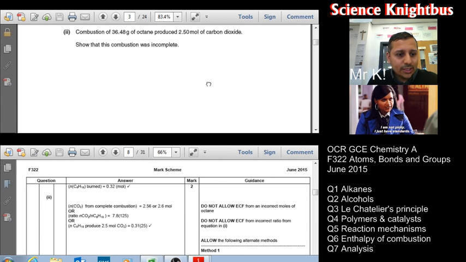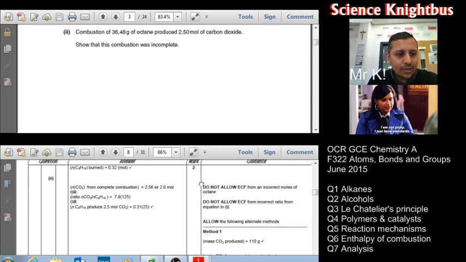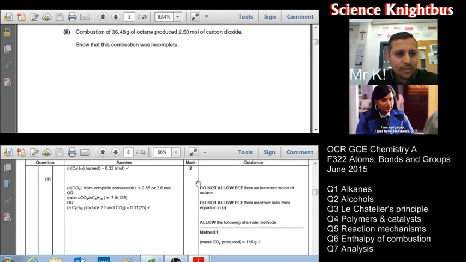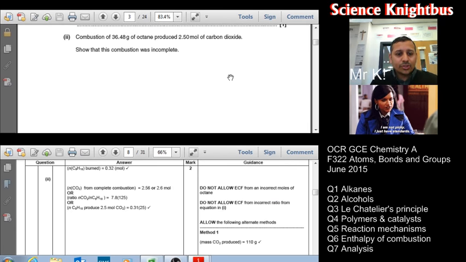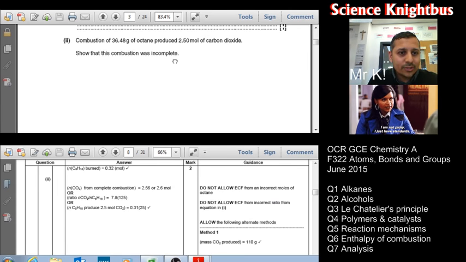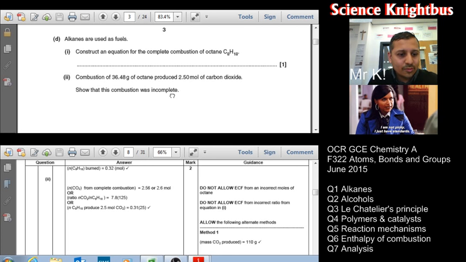Okay, now the next question is a little bit tricky. You've got to show the combustion was complete, so you have to figure out how much would actually be produced if it was complete combustion. So 36.48 grams, what would you have to do? Would you have to work out the number of moles of octane that you had? Remember, it's C8H18. So you could work out the number of moles that you start off with. Number of moles equals mass, which is 36.48, divided by the molar mass, which is that 18, as I just mentioned.